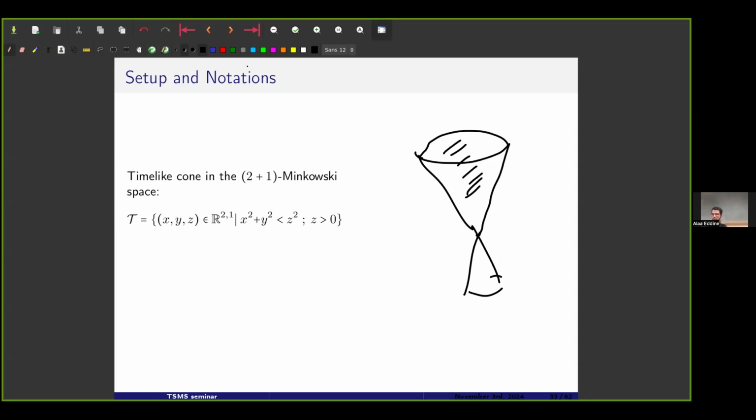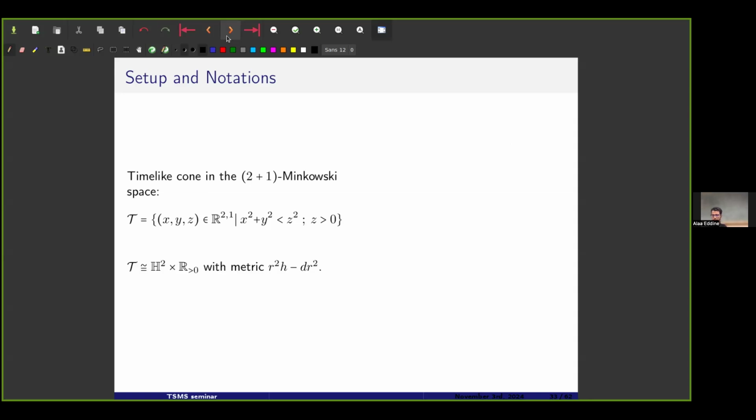So this is an open set in the Minkowski space, and we can take it with the induced Lorentzian metric. It is a Lorentzian manifold. We still have the same problem: we cannot find a space-like embedding of closed surfaces here. One thing about this space is that it is isometric to H2 times R plus with this metric, where h is the hyperbolic metric on the H2 factor, and the R factor is denoted by small r.